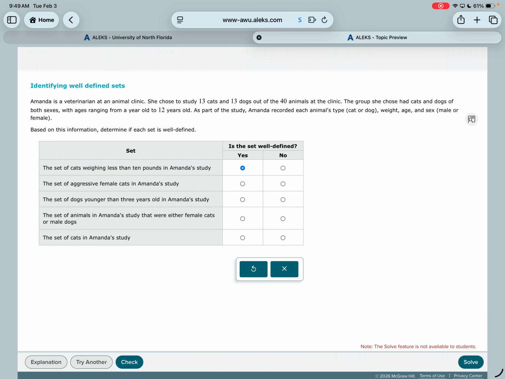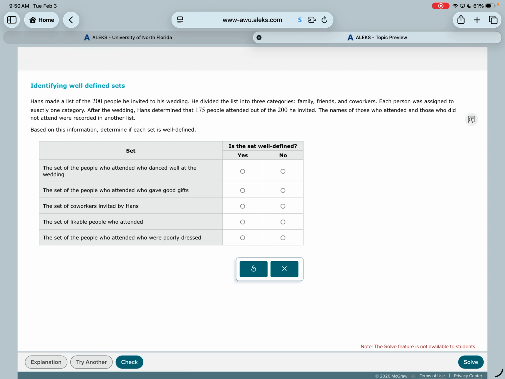The set of aggressive female cats. We did not look at their behavior at all, and that might be determined as subjective, whether they're aggressive or not, but we don't know anything about their behavior. The set of dogs younger than 3. Did she do age? Yes, age. The set of animals in Amanda's study that were either female cats or male dogs. Yep, we did their animal type and the sex, so we're good there. The set of cats in Amanda's study. Yes. Okay. So it's just, do they know those?